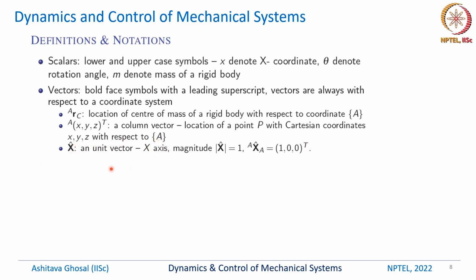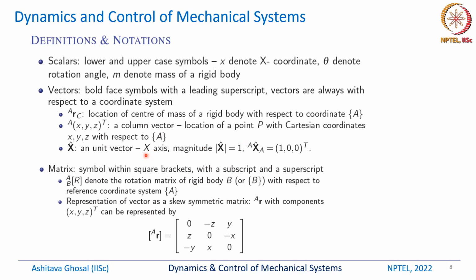We also need to distinguish normal vectors from unit vectors. A unit vector has a magnitude of 1. So in this example, boldface X with a hat denotes a unit vector. The magnitude of this unit vector is 1, and in the coordinate system A, the X_A unit vector in its own coordinate system is given by 1, 0, 0.